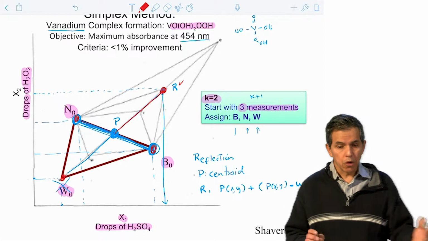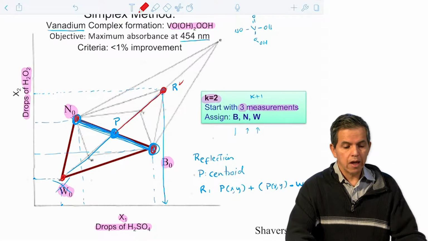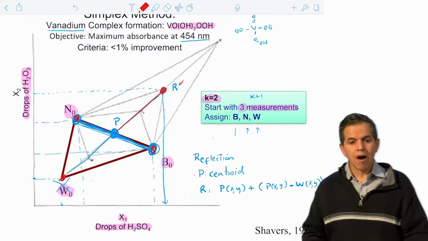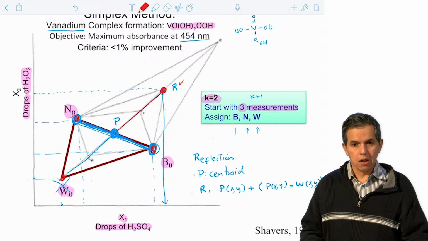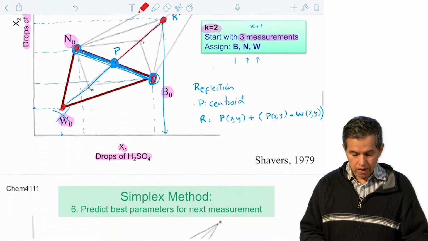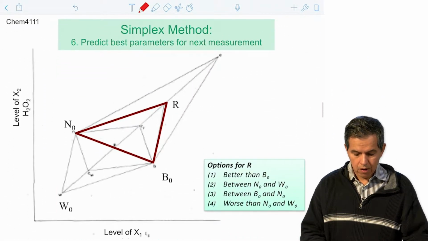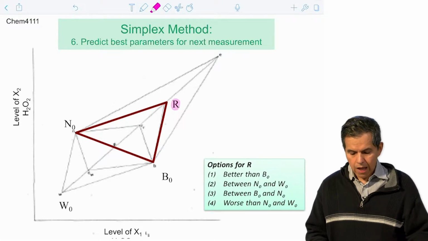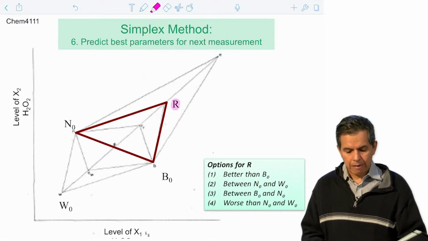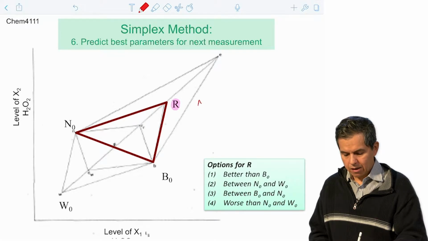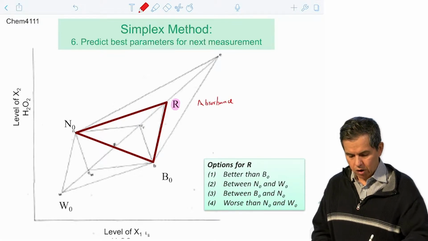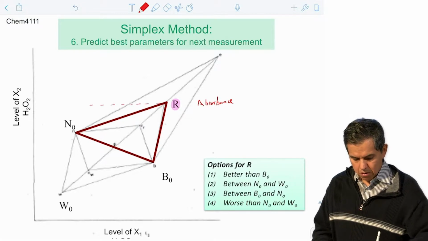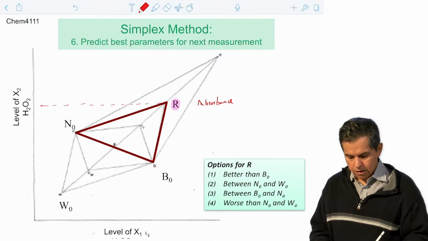So that's good. But now what do we do next? What we need to do next is to understand how we're going to use the result from that R value to do the next measurement. So let's assume that we now have the R value determined. And we do the measurement of absorbance at that particular number of drops of the two reagents.